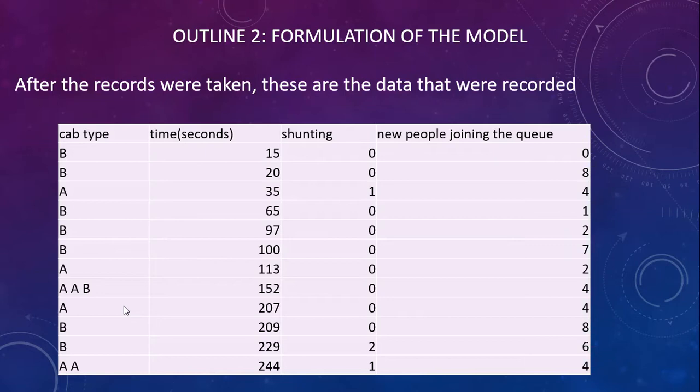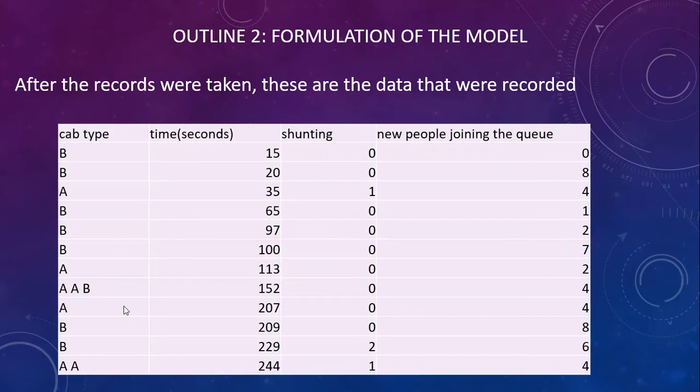Cab B is the first cab to leave when we started the record, and it took cab B 15 seconds to leave the car park. The next cab that left the car park was also another cab B, and from the time we started, it took cab B 20 seconds, and on like that.